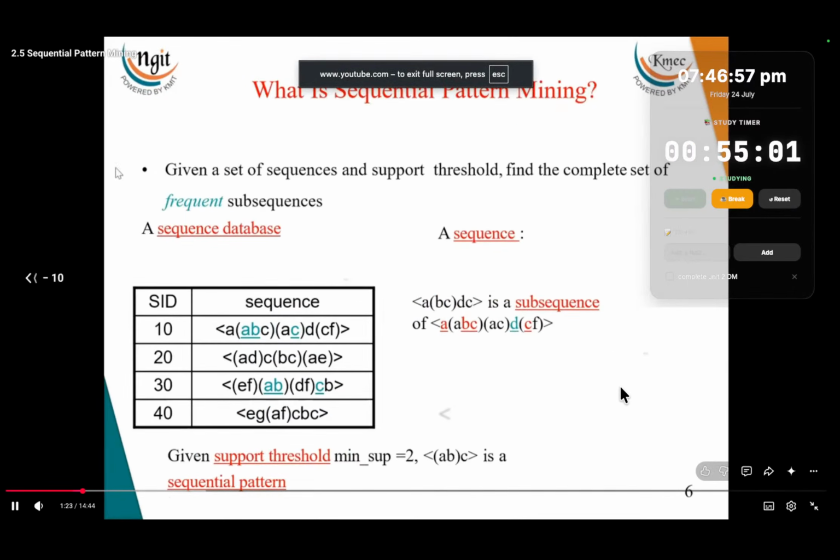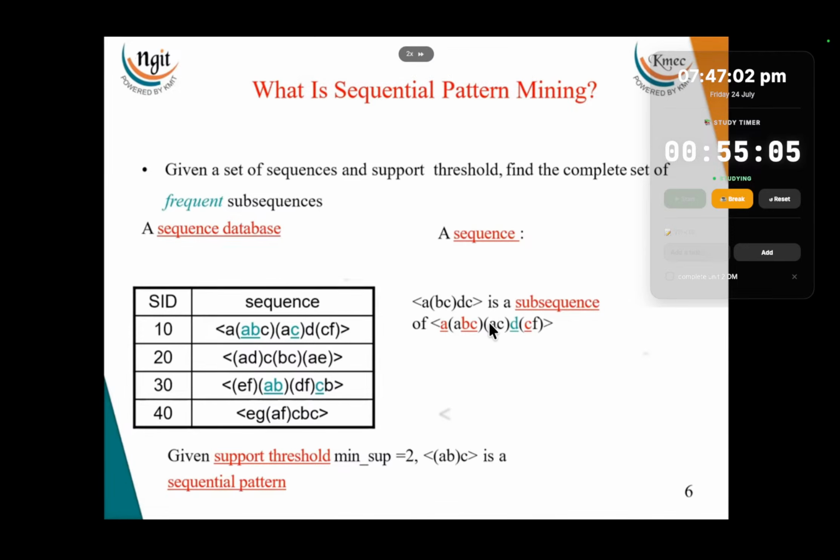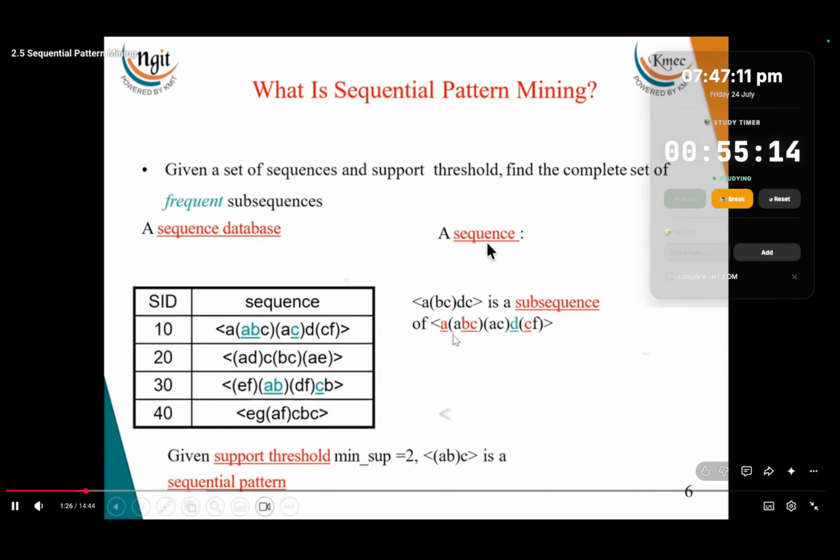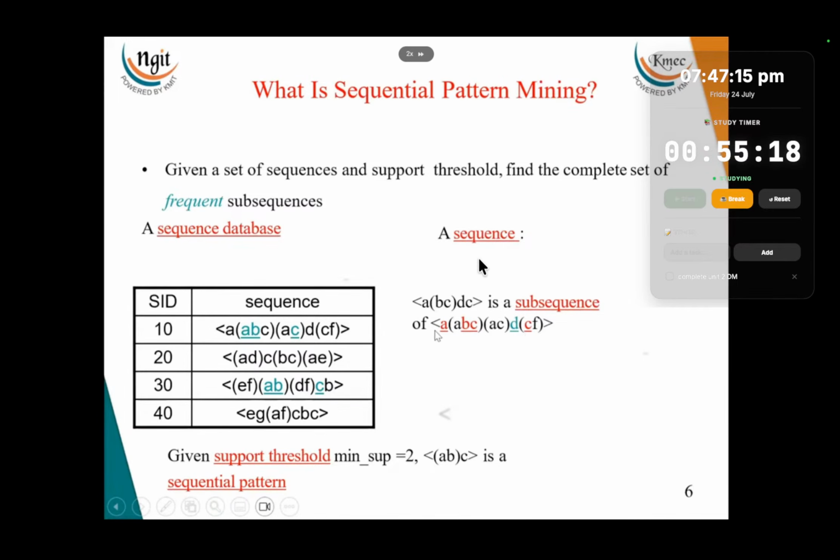Just like the transactional database, here also we will have the minimum support threshold, and the frequency count of each element is compared with the minimum support threshold. If the count is greater than or equal to minimum support, then only those elements are considered as frequent subsequences. Here, just consider this sequence where it has the elements A, B, C, A, C, D, C, E, F. So these items are placed in this order.